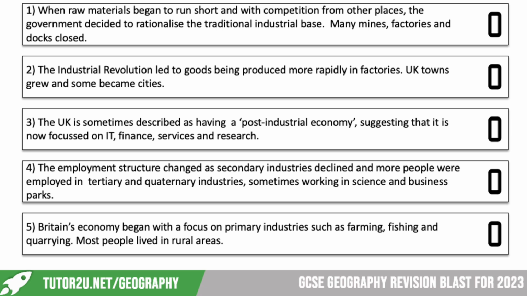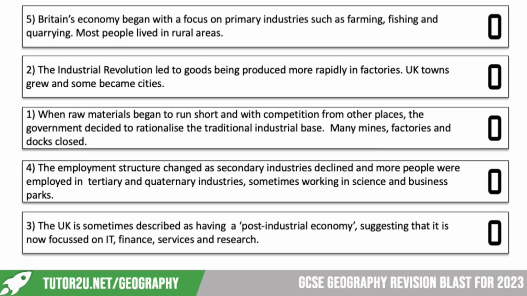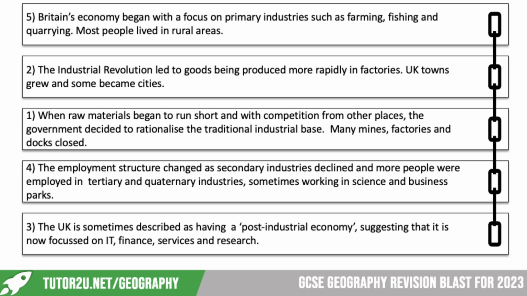If you haven't already paused the video, please do so because we are about to reveal the correct order. Let's reveal. Britain's economy began with a focus on primary industries such as farming, fishing and quarrying. Most people lived in rural areas. The Industrial Revolution led to goods being produced more rapidly in factories. UK's towns grew and some became cities. When raw materials began to run short, with competition from other places, the government decided to rationalise the traditional industry base. Many mines, factories and docks closed.